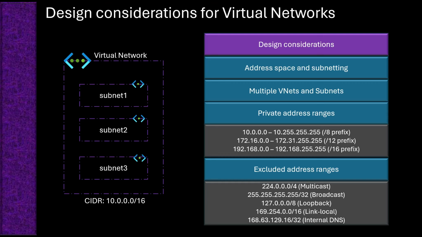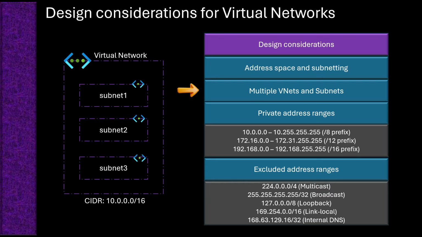When planning and designing virtual networks in Azure, it's essential to consider address space allocation, subnetting, connectivity, and isolation requirements. Let's unpack several design considerations that you should be having. First one is address space and subnetting.